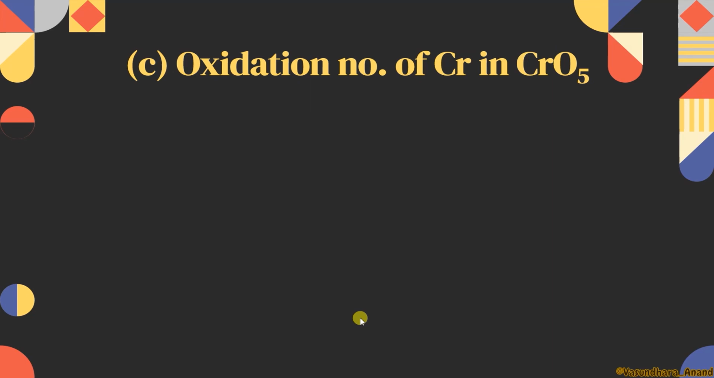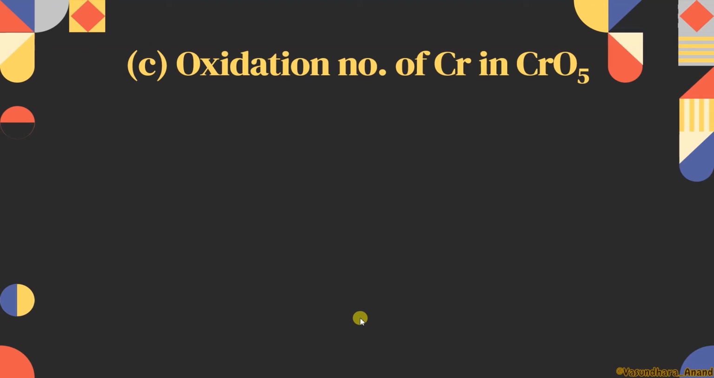Now next case, oxidation number of Cr in CrO5. This is also a very important question and many times it is asked. So CrO5, that means chromium is going to be plus 10, isn't it? Chromium will become plus 10 here. But chromium can show a maximum of plus 6 oxidation state.